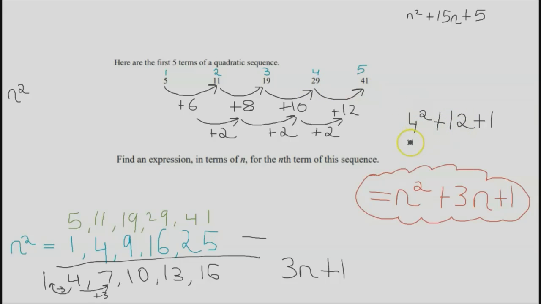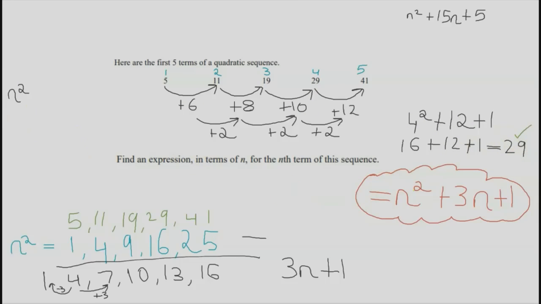So 4 times 4 is 16, plus 12 plus 1. So 16 plus 12 is 28, plus 1, 29. So that would equal 29, and that's our number here. So we know that this is right.